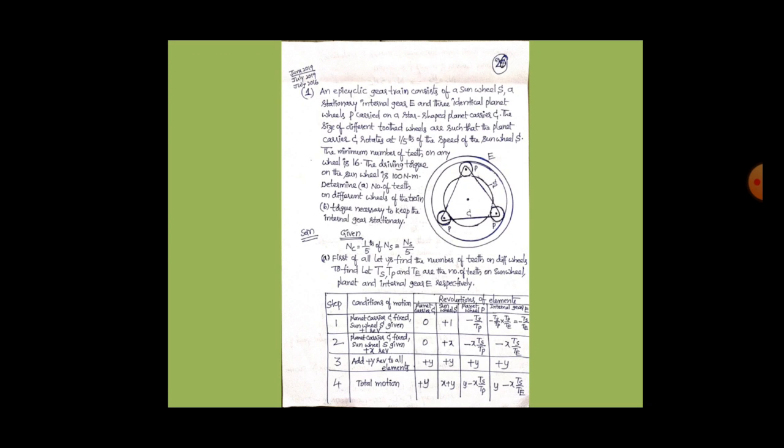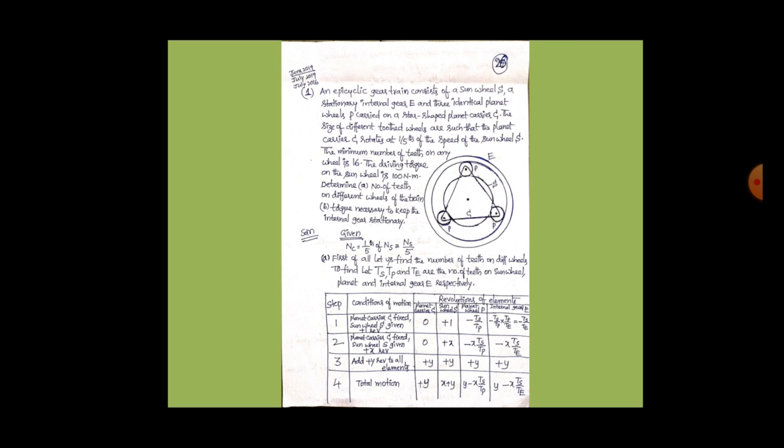Therefore, based on this sentence, the planet carrier C rotates at 1/5 of the speed of the sun wheel S. So the carrier is C, and if it rotates, the speed of the carrier NC is equal to 1/5 of the speed of the sun wheel, that is NS. NS is the speed of the sun wheel, NC is the speed of the carrier. Therefore, the speed of the carrier is equal to NS by 5.